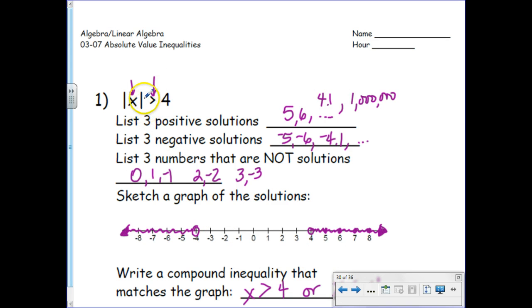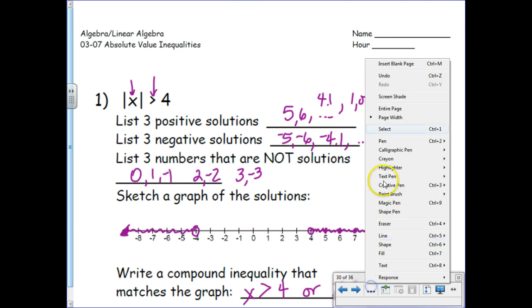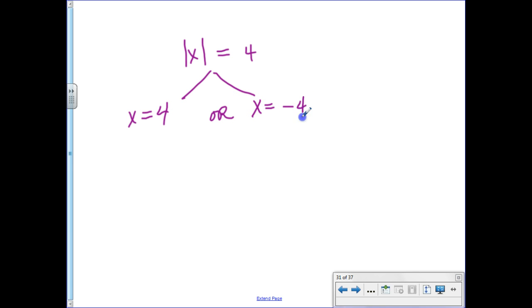If this were an equal sign, let me just take a little detour, and you don't have to write this down. When I said the absolute value of x equals 4, I said we could break it into two cases. Either you keep it as is, x is 4, or you'd say x is equal to -4.